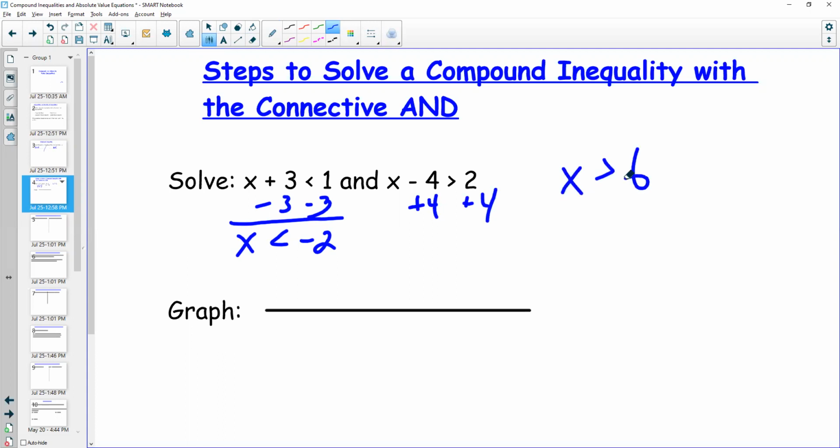And now you really need to stop and read it to yourself. So it says x is less than negative 2, and x is greater than 6. Can x be both of those things? No, right? You can't have a number that is less than negative 2 and also greater than 6. It can't be both of those things at the same time.